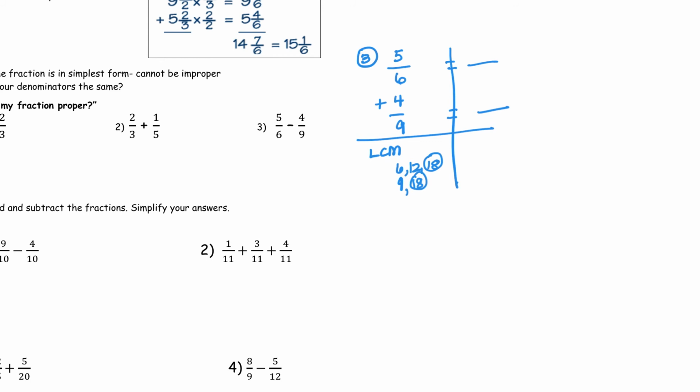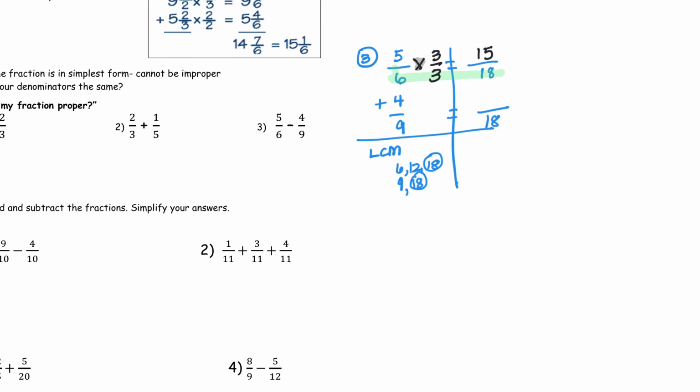Now what I'm going to do next is rewrite with my least common denominator here. Look what's happening. I am rewriting 5 over 6 as a fraction with 18 as a denominator. How do I do that? I'm going to multiply by 3 over 3. Where did I get 3 over 3? 6 times 3 is 18. Now 5 times 3 is 15. So 5 over 6 is equal to 15 over 18. I made it into an equivalent fraction.